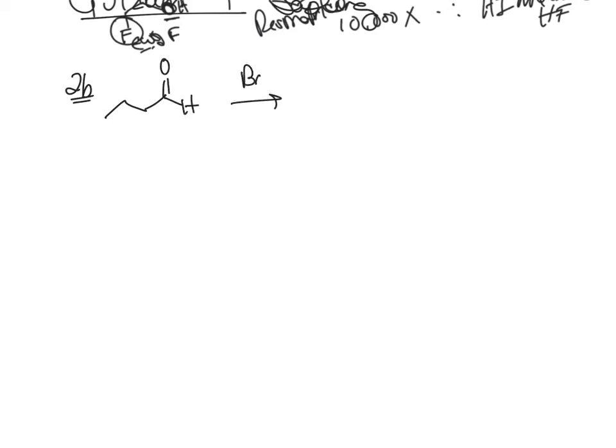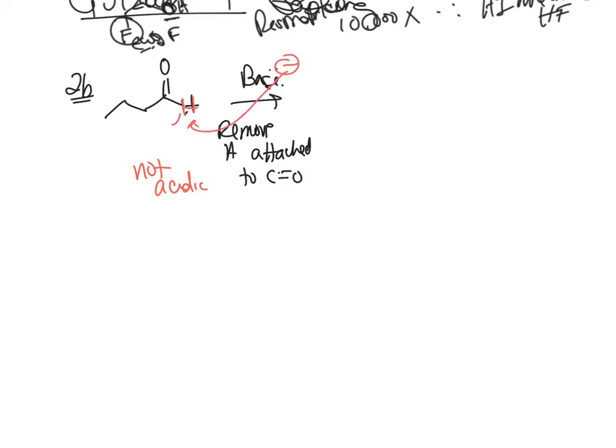So if you have a base, this says remove hydrogen attached to carbonyl. Now, this hydrogen, it's not acidic, okay? So they're trying to show you the point here. So if the base removes this, then the conjugate base is this right here. Okay? And there are no resonance structures.